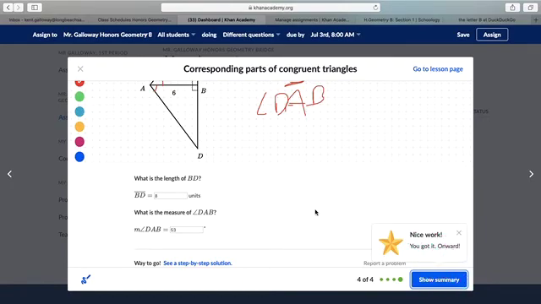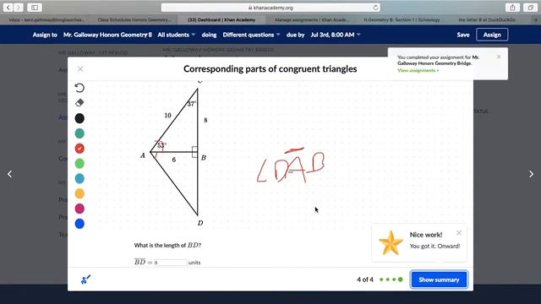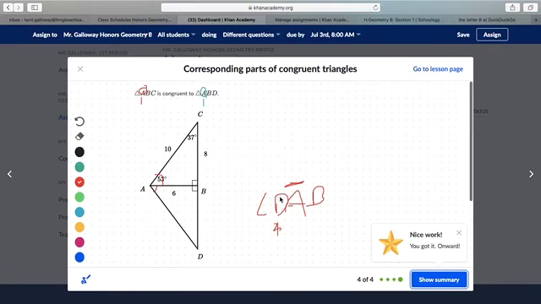Hopefully this makes sense. Just keep practicing it and it'll start coming to you. Just keep the letters straight. Remember, for these triangles, we've got first, second, and third, and this one is first, second, and third, and they match up.